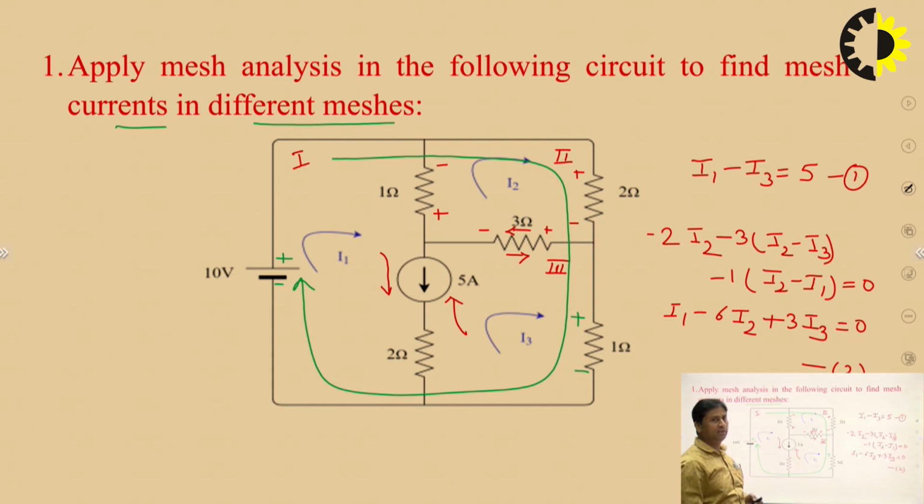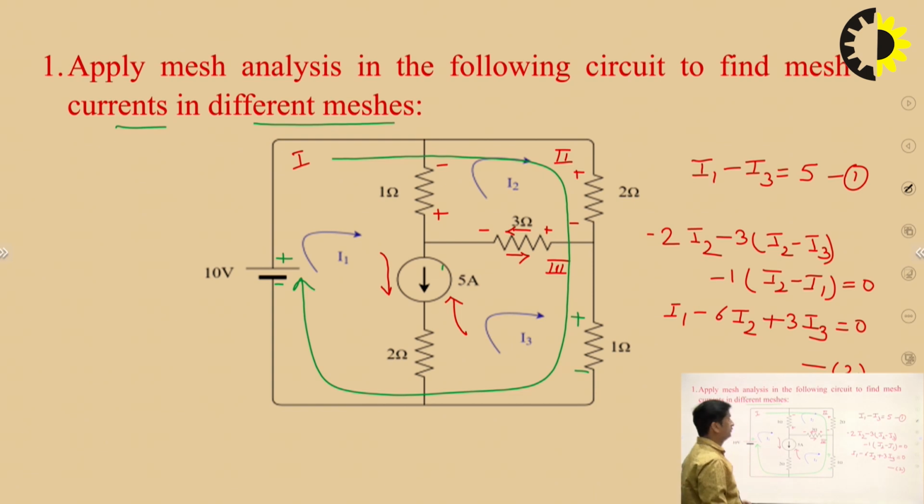Okay. So now let us take another problem, because this is one of the problems having a current source, which we sometimes also call a super mesh. Whenever there is a current source in a particular mesh, we consider it as a super mesh problem. In the super mesh, we cannot apply the KVL in that particular mesh. Like here, this current source lies in mesh 1 and mesh 3, so we cannot apply the KVL there. That's why we have to avoid it.